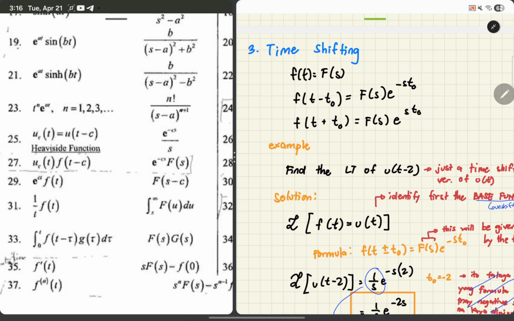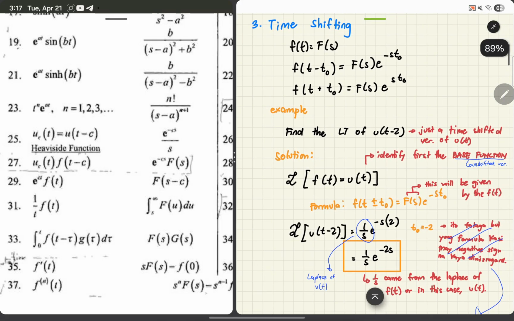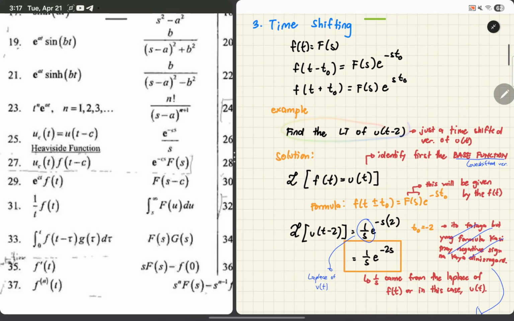Now, what we're gonna do here is follow these formulas. To avoid confusion, I think we're just gonna follow the positive one. So, as you can see, if the shifted t0 was positive, then our exponent is also positive. Now, here in our example, we must find the Laplace transform of u of t minus 2. So it's time shifted, as you can see.